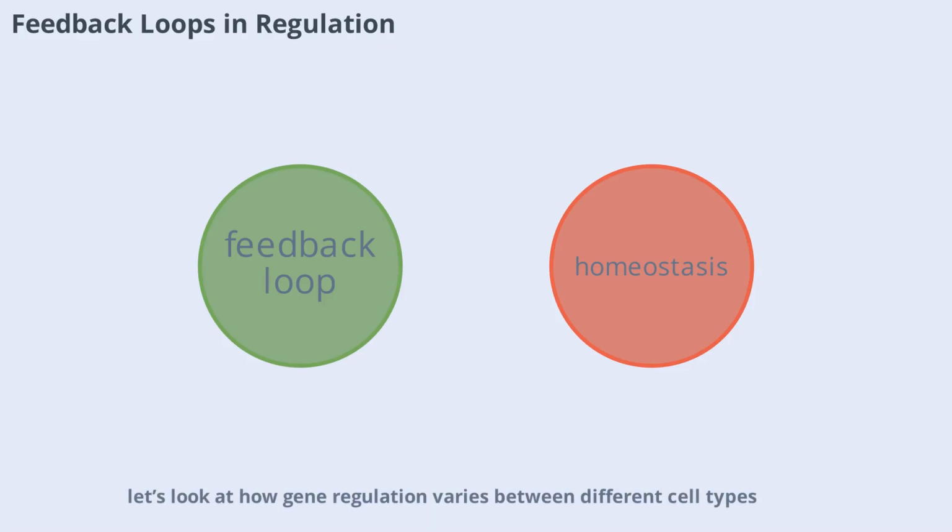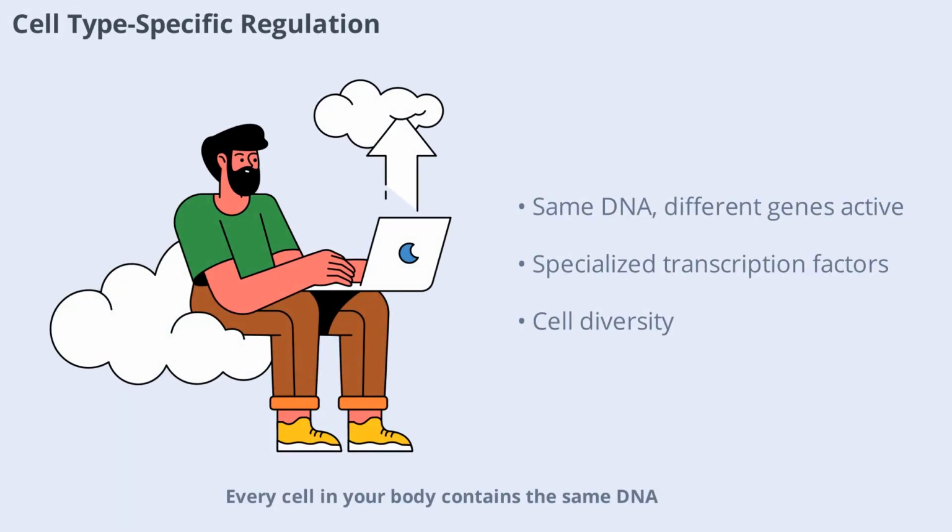Now, let's look at how gene regulation varies between different cell types. Every cell in your body contains the same DNA, but different cell types express different sets of genes. This selective gene expression is what makes a nerve cell different from a muscle cell. Specialized transcription factors and regulatory elements ensure that only the right genes are active in each cell type. This allows for the incredible diversity of cells and functions in multicellular organisms.